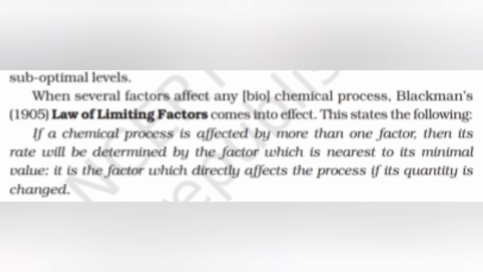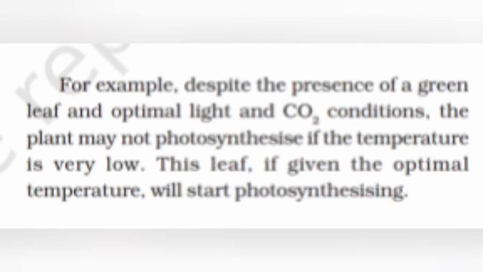See, it states that if a chemical process is affected by more than one factor, then its rate will be affected by the one which is nearest to its minimal value. It is the factor which directly affects the process if its quantity is changed. For example, despite the presence of green leaf and optimal light and CO2 conditions, the plant may not photosynthesize if the temperature is very low. This leaf, if given the optimal temperature, will start photosynthesizing.